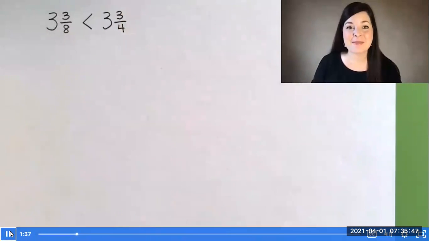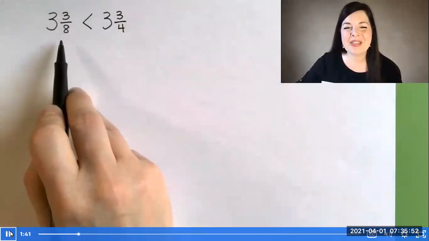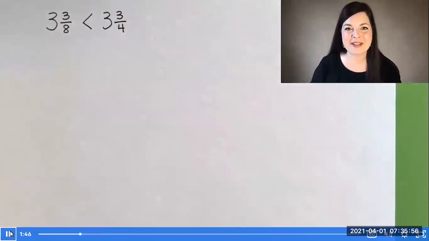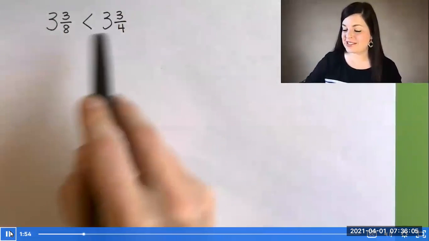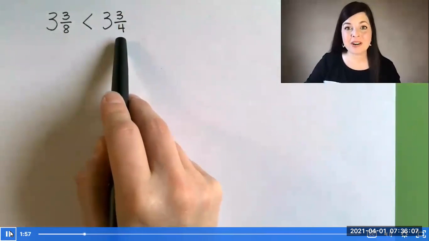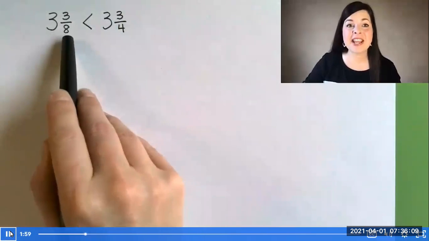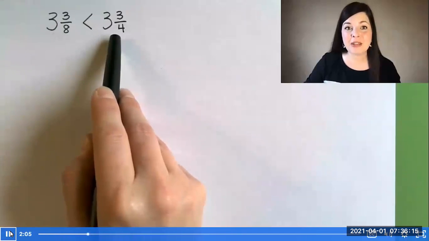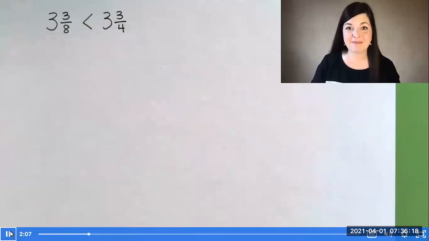Let's read this comparison statement aloud from left to right, just like we would read a book. 3 3/8 is less than 3 3/4. Great. Now, can you think of another way that we might compare the fractions? Maybe you noticed that the denominator 4 of 3/4 is a factor of the denominator 8 of 3/8. That means we could make common denominators by renaming or converting 3/4 to a number of eighths.